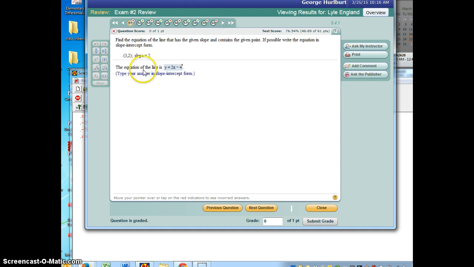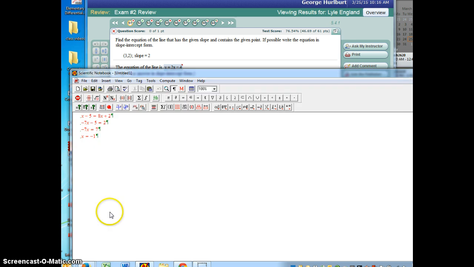All right, number 51 says, find the equation of the line that has the given slope and contains the point. On this problem, I would probably go ahead and use y equals mx plus b. It told me the slope is 2, so I'm going to go ahead and plug that in. y equals 2x plus b. Then what I need to do is find b. And the way to find b is to plug in this point. So I'm going to plug in 2 for my y number and plug in 3 for my x number.